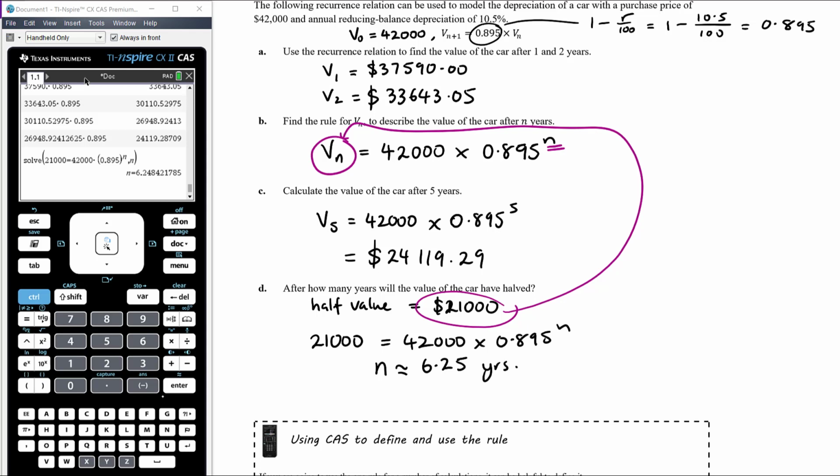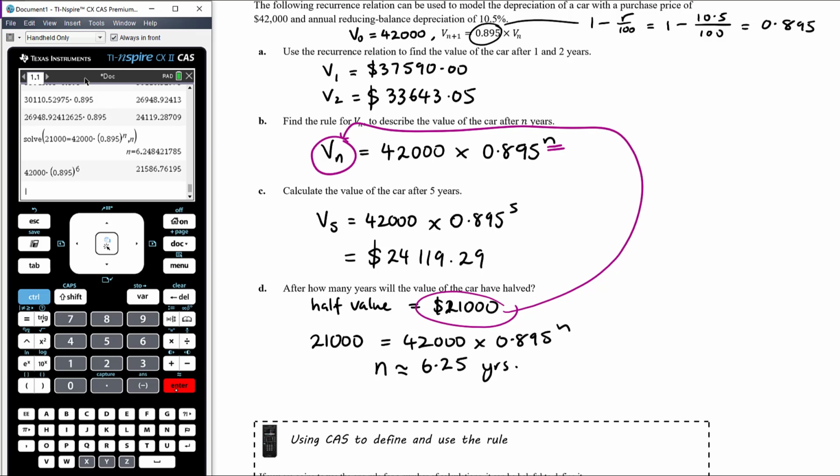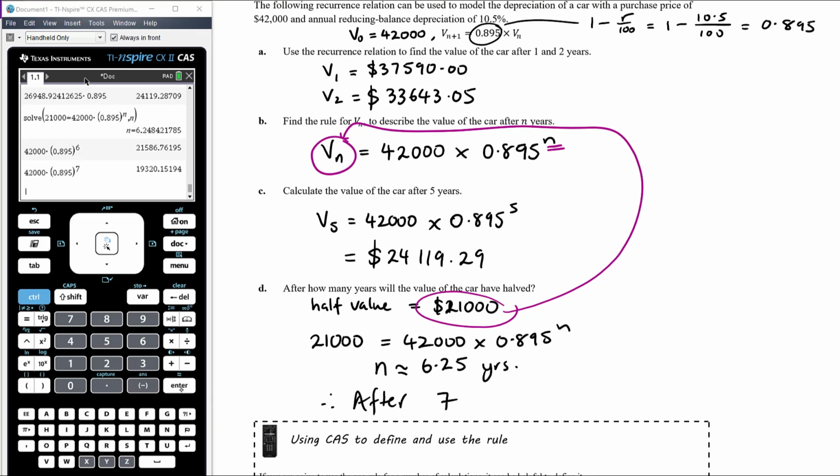Now again, with the rounding here, you need to make sure that you round up, because if we only go for 6 years, it won't quite be halved. It'll still be more than half. So if we have a look at it, we can work it out. 42,000, if we sub 6 into our rule, 0.895 to the power of 6, the value of the car is just a bit more than 21,000 still. So we would need to have a power of 7 for the value to be at least half. So therefore, after 7 years.